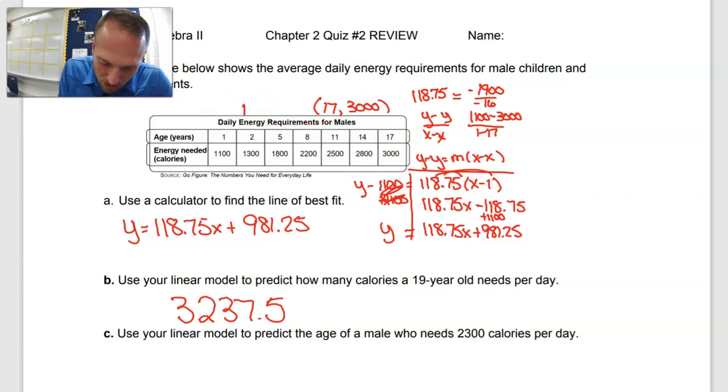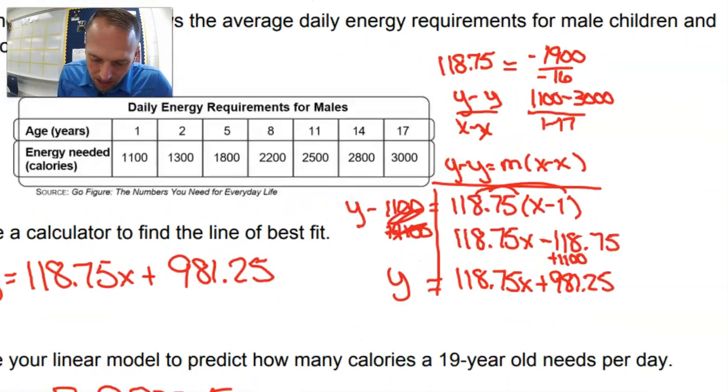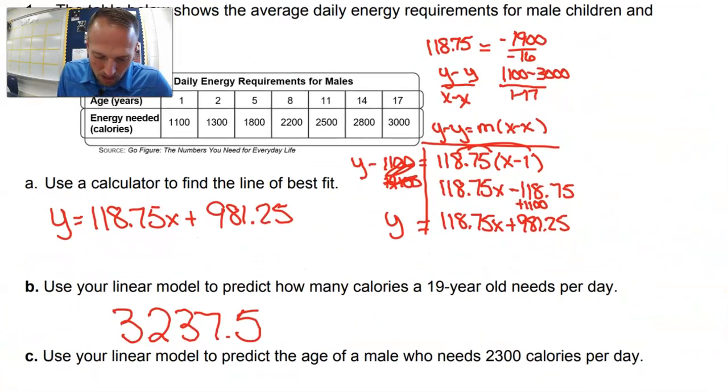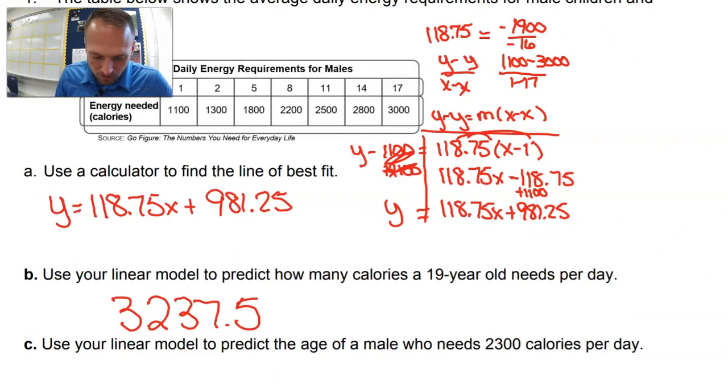Okay, and so I ask, does that make sense? Does this fit with what we have up in this table? Let's just look. A 19-year-old would be up here. Would that be about 3,200? Yeah, it sure looks like it would. So we're in the right ballpark, and we could feel pretty confident about that 3,237.5.